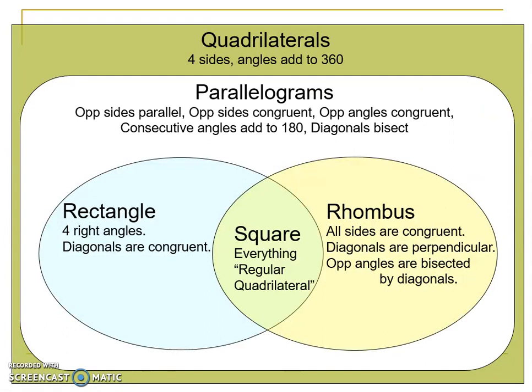So please remember this Venn diagram. Everything is inside the parallelogram family. You have rectangle, rhombus, and in the middle, you have square.